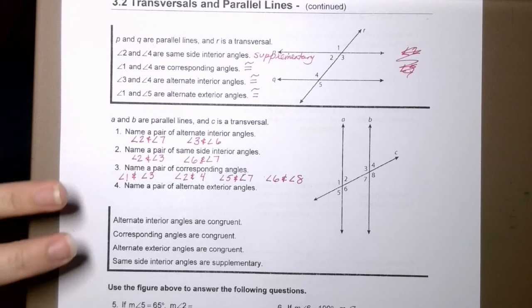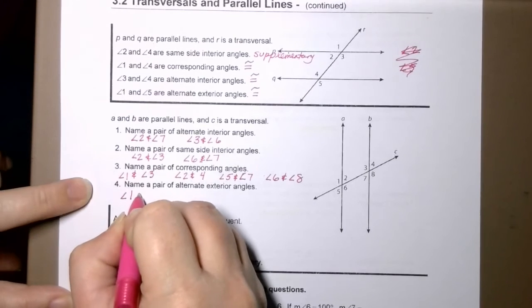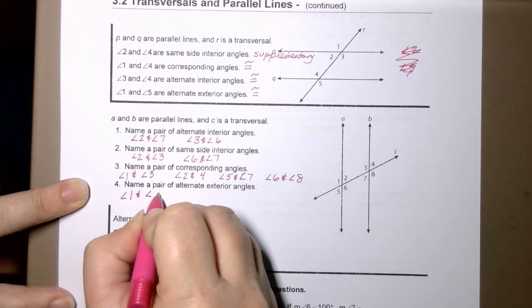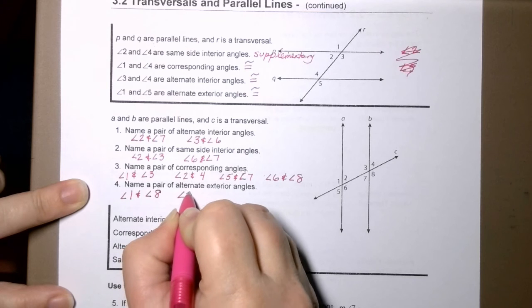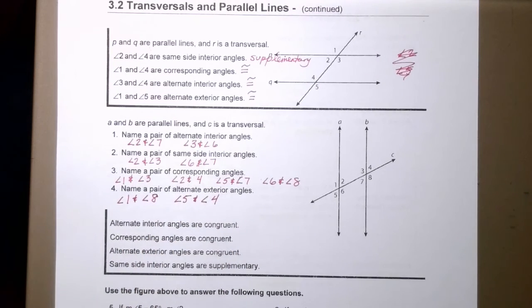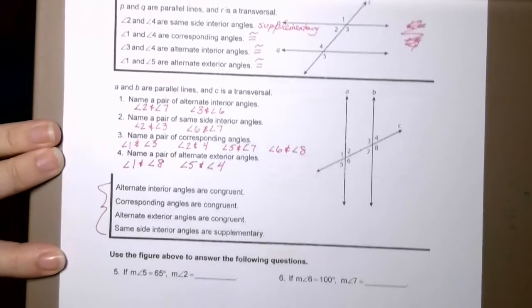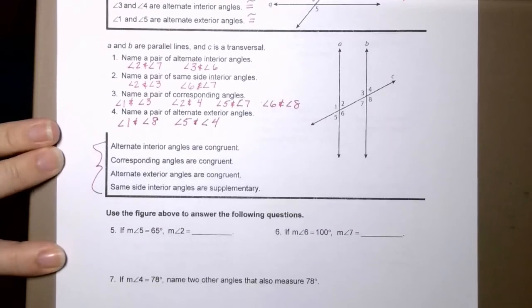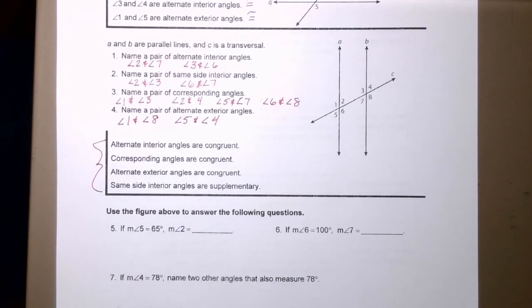And alternate exterior. Angle 1 and angle what? 8. And then the other set would be angle 5 and angle 4. Okay? This is a little summary of the rules from yesterday. See if you can figure out 5, 6, and 7 using this diagram we were just looking at.